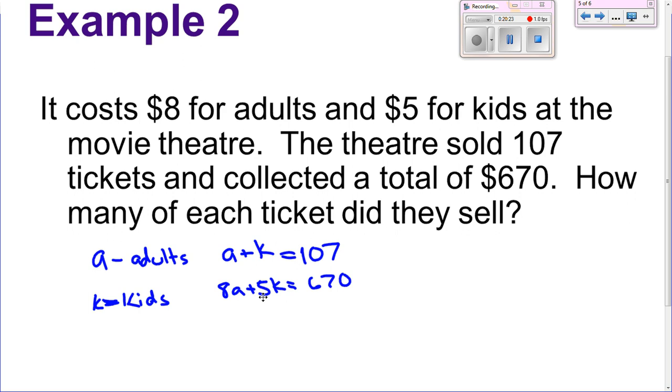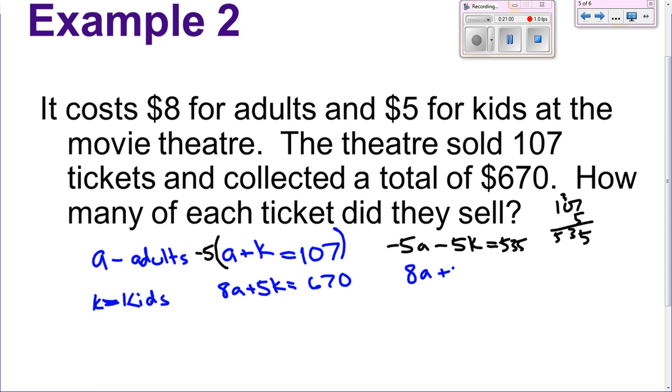Now you treat it just like a regular problem. How do I get rid of my A or a K? Well, let's say I want to get rid of my K. I would multiply this top equation by negative 5. Gives me negative 5A minus 5K equals 107 times 5, which gives you 535. And then you have your second equation, 8A plus 5K equals 670. By the way, that's a negative 535 because we multiplied everything by negative 5. Negative 5A plus 8A should give you 3A equals, because that cancels out, the negative 535 plus 670 is going to give you 135.